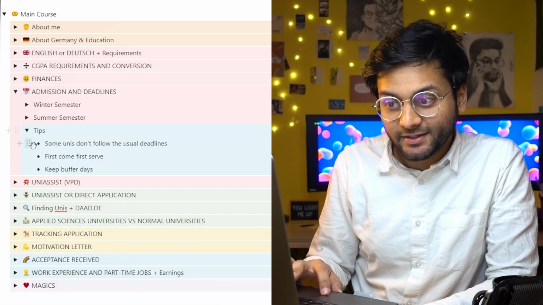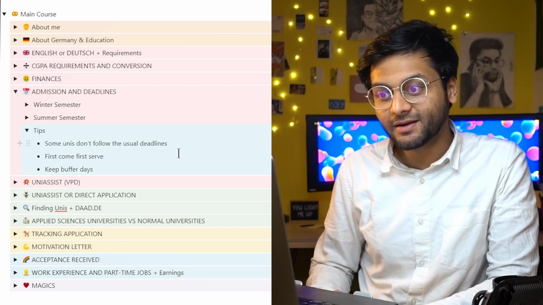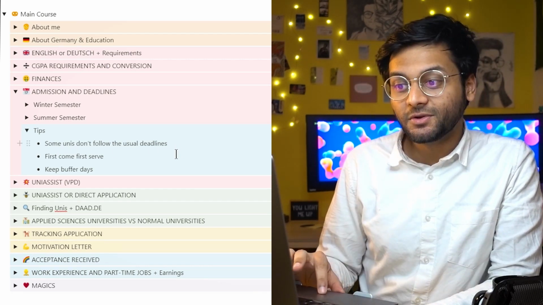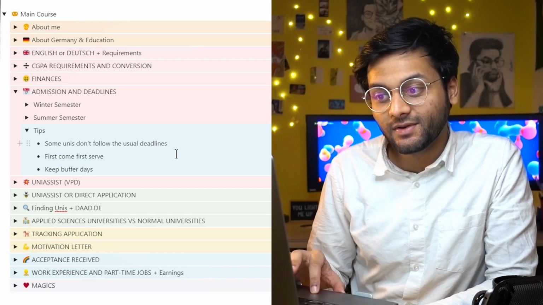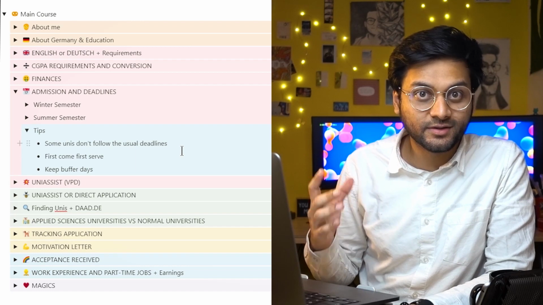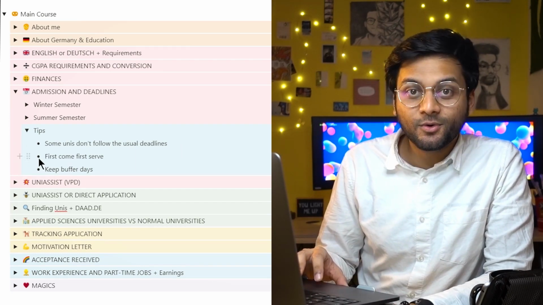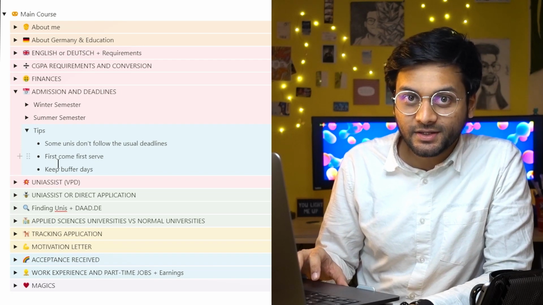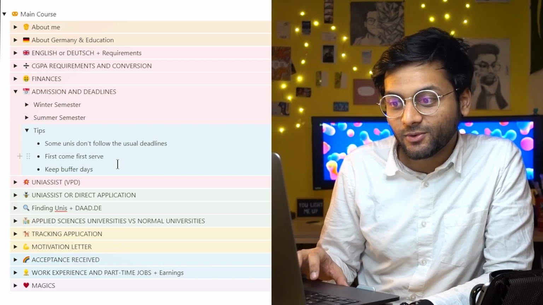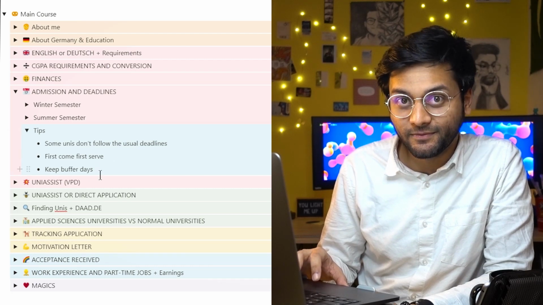Some tips here: some universities don't follow the usual deadlines. For example, अगर classes April में start हो रही हैं, तो ज़रूरी नहीं है कि deadline is 15 January, 15 December or 15 November. Maybe the deadline is something like August or October, something very random. So better check that out. And most of the admissions are given on a first come first serve basis. So it's very cool if you apply as soon as possible and keep a buffer of weeks and months.